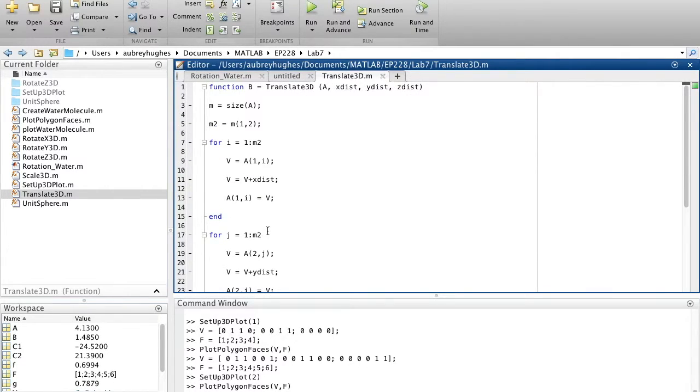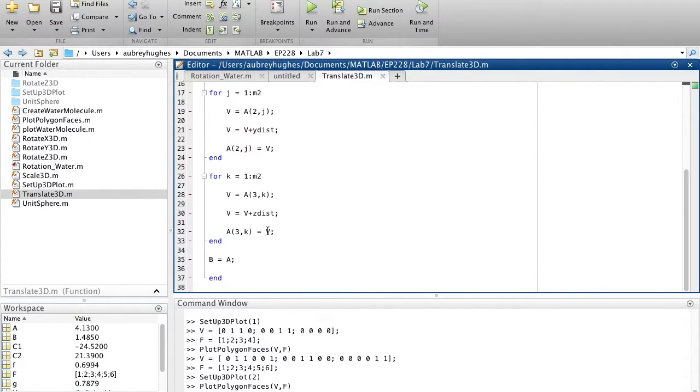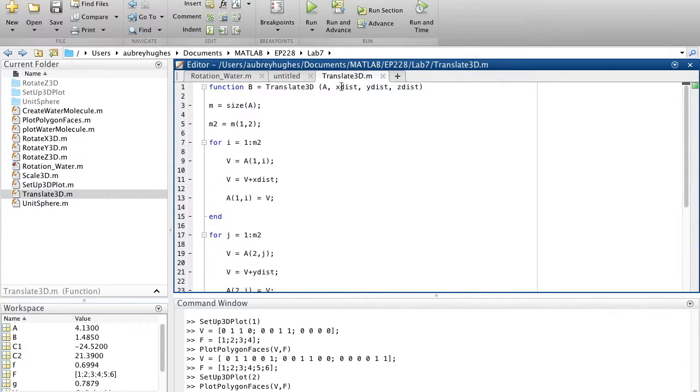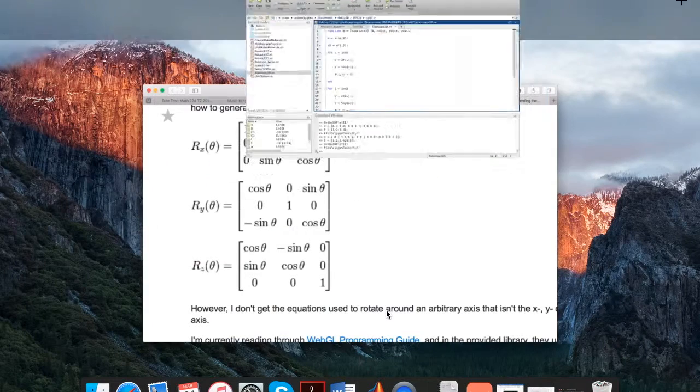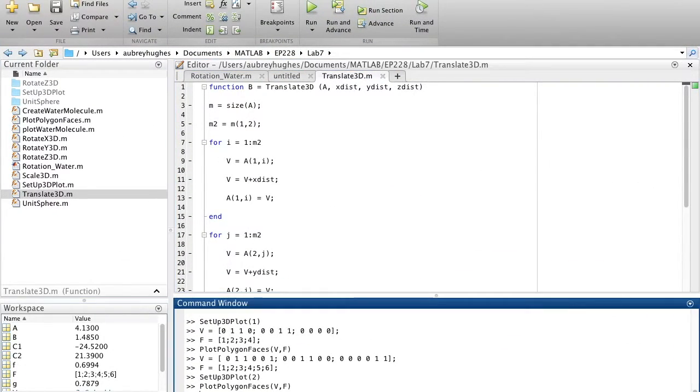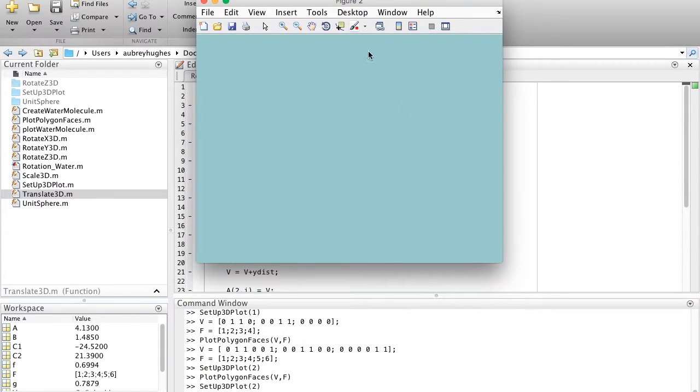So that's the translate function. It's very straightforward. You just need 3 for loops that move each element of a row by a certain amount that you input up here. The next part, testing it, you can just run it when you've made your cube. You can run that, and you can see up here there's a tool. If you hover over it, it should say data cursor, and you can click on the vertices of your cube and it'll give you data points. So that's a way to check if it's moved.